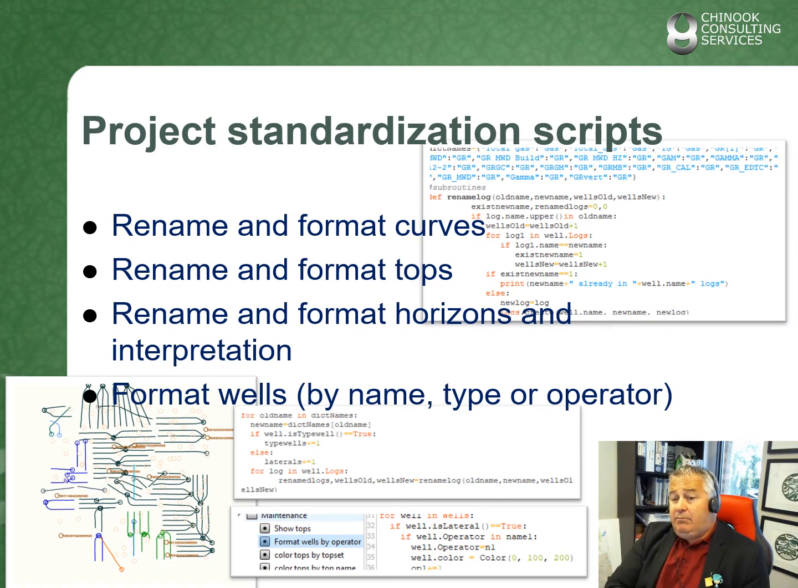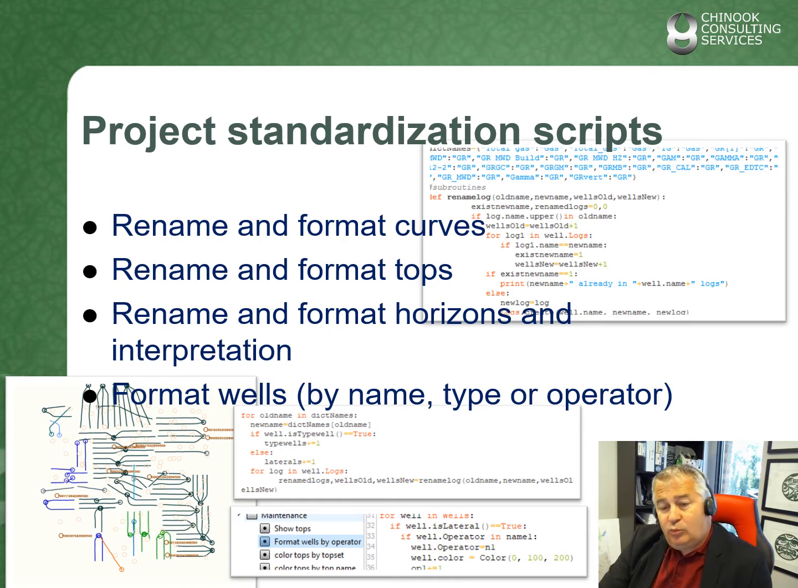Before running any meaningful data analysis, we need to standardize the project. That involves everything from well names, API formats, curves and top names, and even some color formatting. We run scripts to read parameters such as tops, generate ordered lists, and produce boilerplate dictionaries from these lists. We then modify these dictionaries and use them as keys to rename objects such as curves, tops, horizons, interpretations.